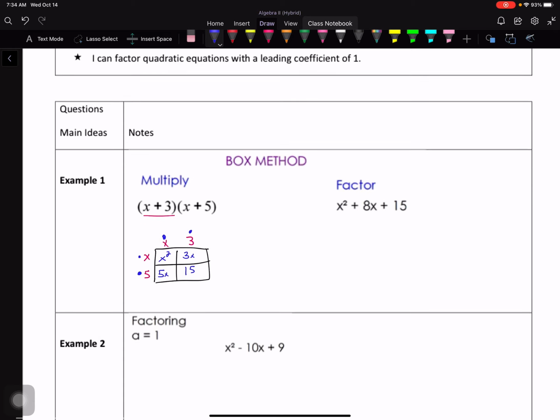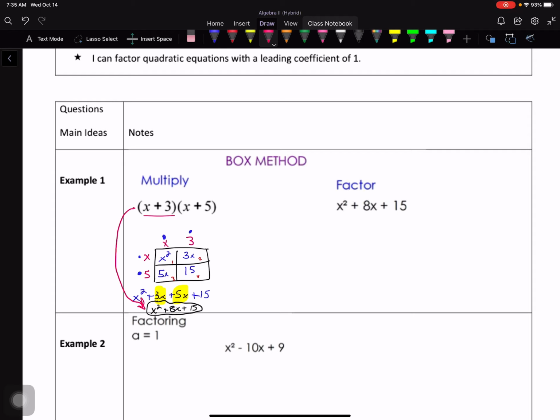If we were to write it out, we would have x squared plus 3x plus 5x plus 15, starting with the first box, second box, third box, and fourth box. Then we have some like terms we could combine. So our final answer would be x squared plus 8x plus 15. So we could multiply using a box. We can also factor using a box, which is just reverse multiplication. We started with two binomials, ended with a trinomial.